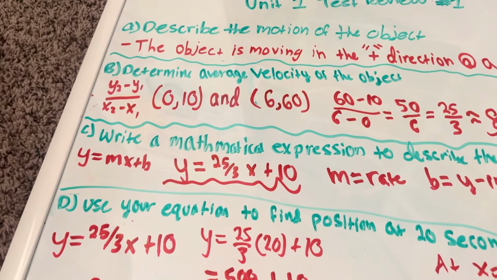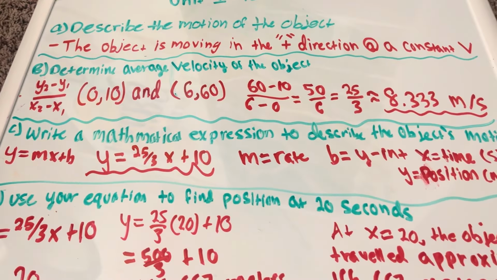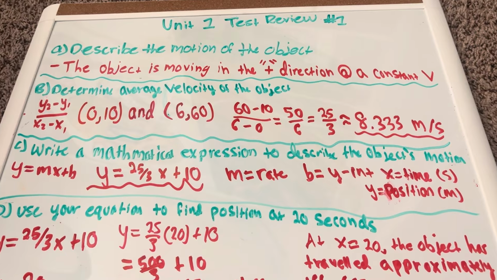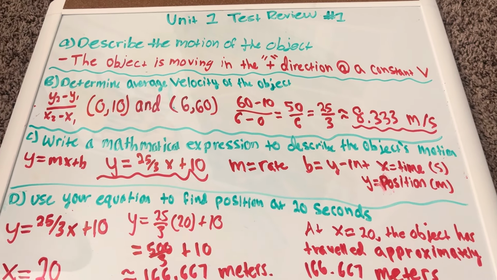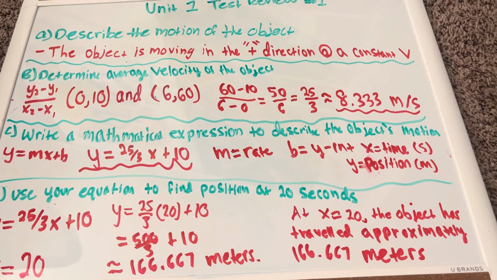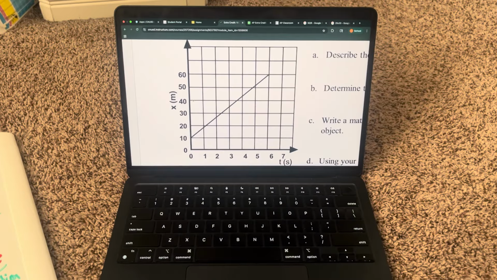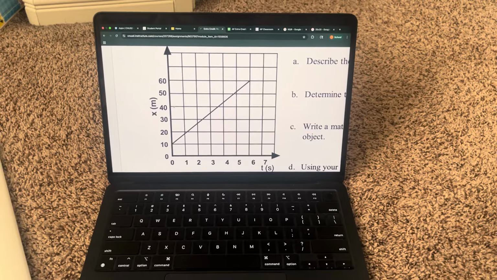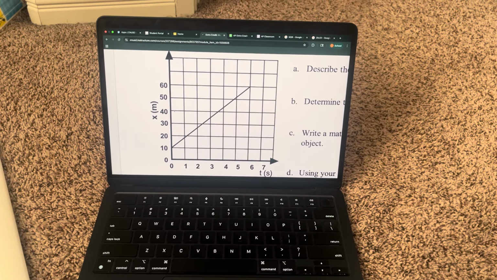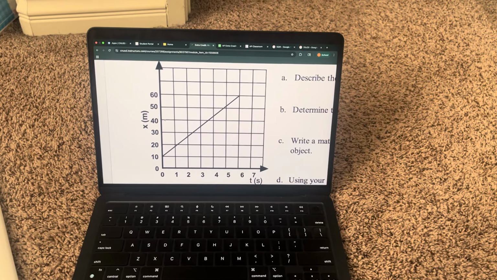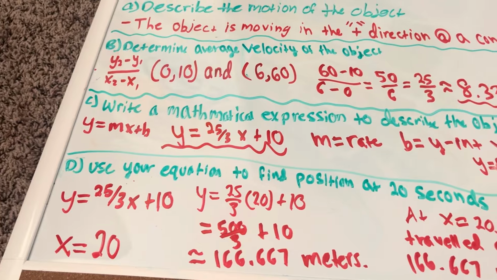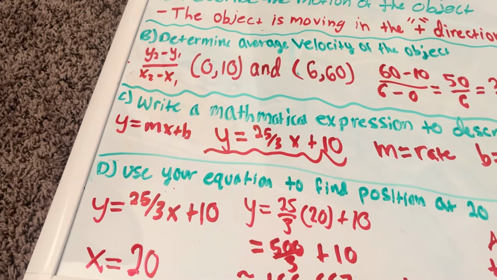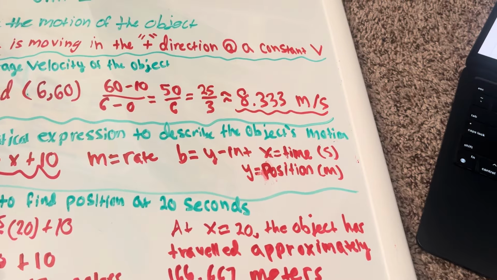And so for question number 3, it's asking us to write a mathematical expression to describe the object's motion. And in order to write a mathematical expression for this, we need to know what type of line this is. So this is a linear line, and we can describe a linear line using the equation y equals mx plus b. So we're going to have to use information from this line and put that information into the y equals mx plus b format. And so here we have the y equals mx plus b, and let's look at the different information and what each number means.